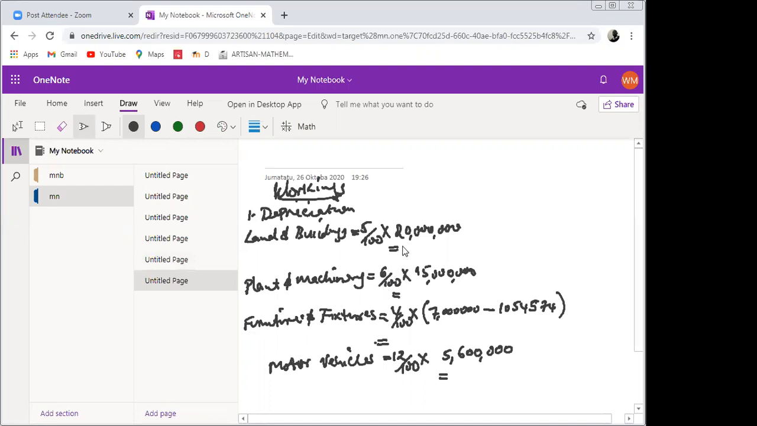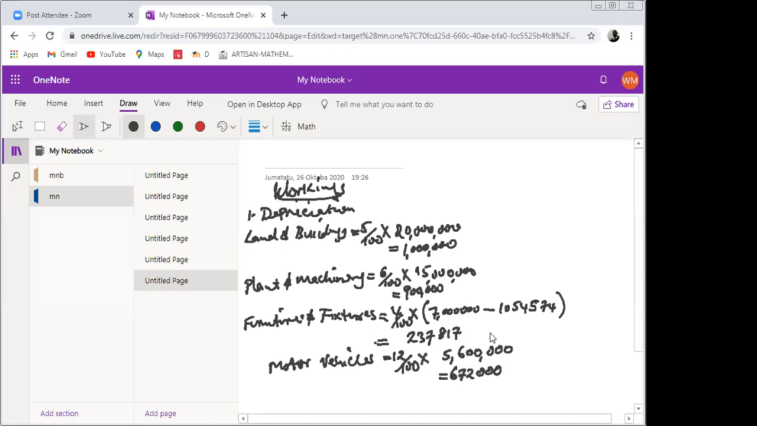The first one is 1 million. Anybody who has calculated the second? 900,000. 900,000, thank you. The third one, you minus this and then you multiply by 0.04, to get 237,817. The last one, 672,000. Maybe someone else can confirm. If it is okay. Is there anybody who has derived a different figure from the 4? Okay.